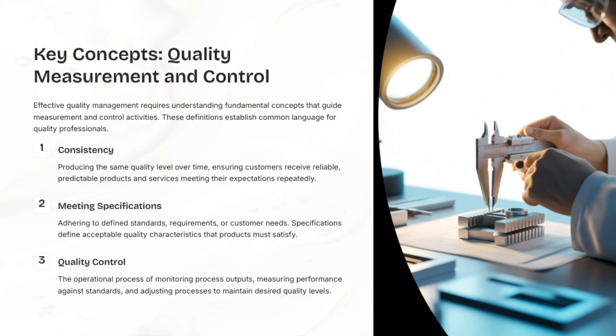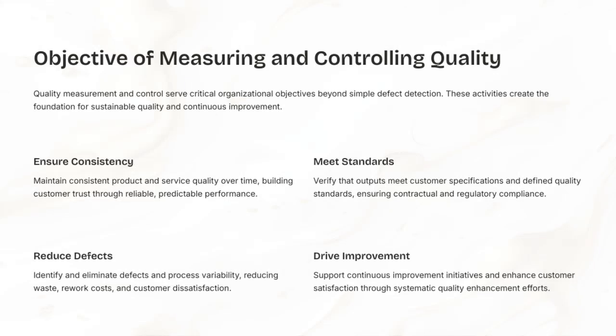To manage quality effectively, we need to understand these fundamental concepts, measurement and control, because they provide a common language for quality professionals. When we grasp these key ideas, we can better guide our activities and ensure continuous improvement. In summary, this process of monitoring, measuring, and adjusting underpins effective quality management, helping us deliver consistent, standards-compliant products that satisfy our customers.